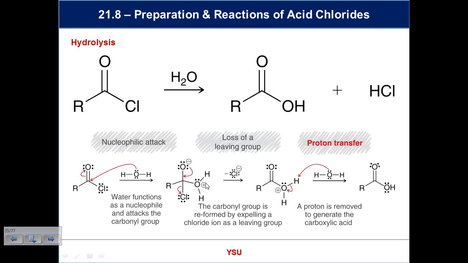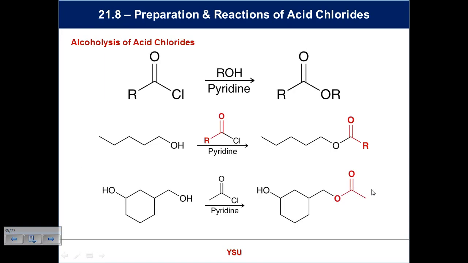And this can break off and go backwards, sure, because water's a decent leaving group, but if we break off the chloride, that's a better leaving group, and that will give us over here this species, which then has to lose a proton, and we're done. We have a carboxylic acid. What is useful is this. Acid chlorides react well with alcohols, very similar to the way it just happened with the water. The water's useless because you get the carboxylic acid back.